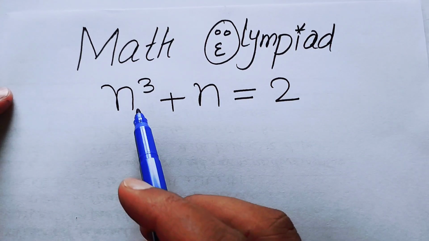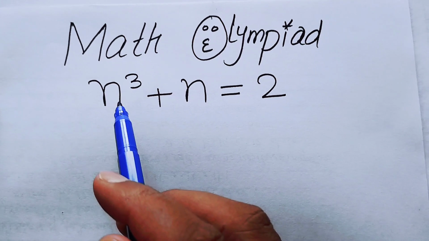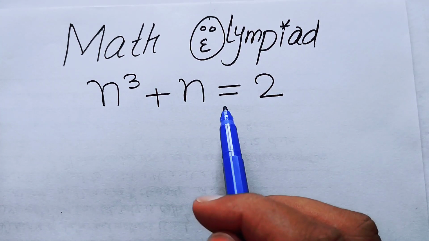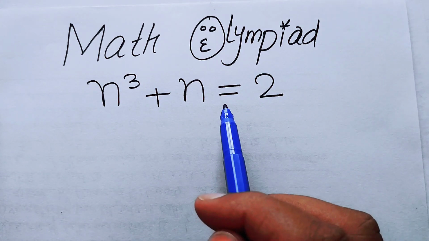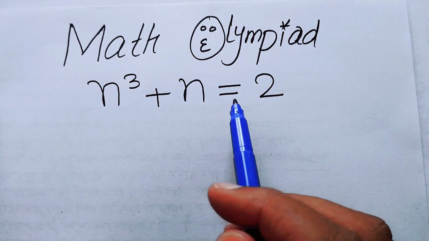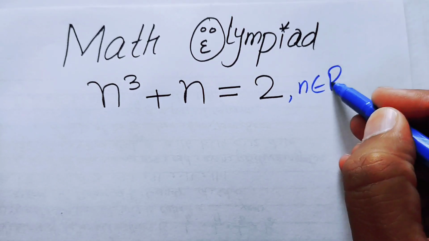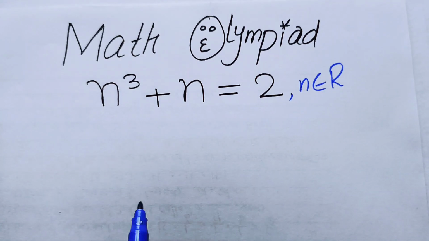In this video we are going to solve this nice algebra problem, and here we have n cubed plus n is equal to 2, and we will solve this problem for the real values of n. So here the condition is that we can solve this problem for the real values of n.